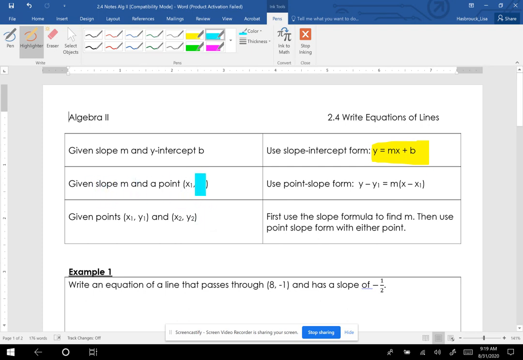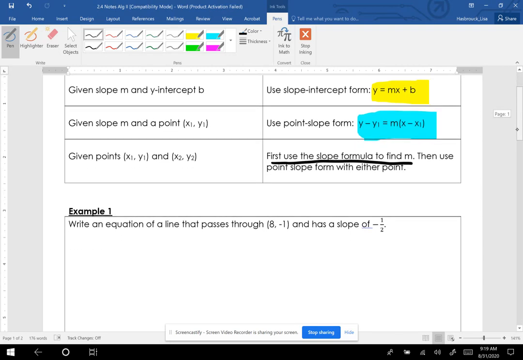If you're given slope and a point, then you can use point-slope form, because you'll have an x1, a y1, and you'll have an m. Now, if you're just given 2 points, it's a little more complicated. You first have to use the slope formula to find the slope. Then you plug it into point-slope form using either of the points they gave you. So we're going to go ahead and practice these methods today.